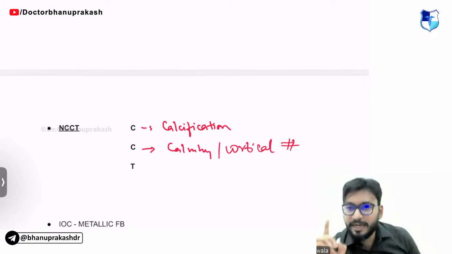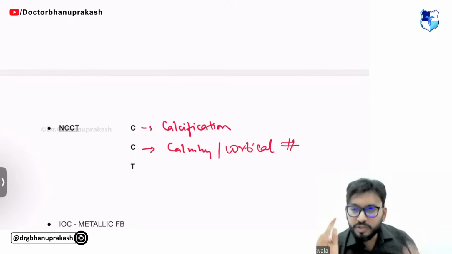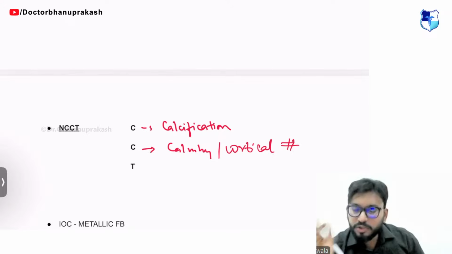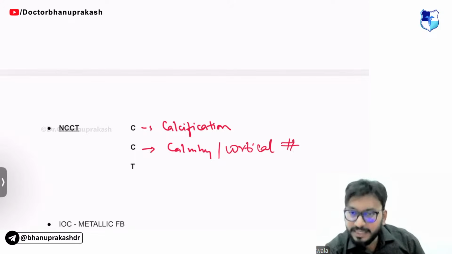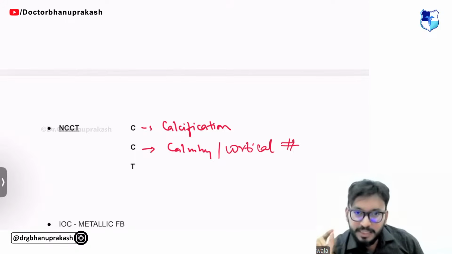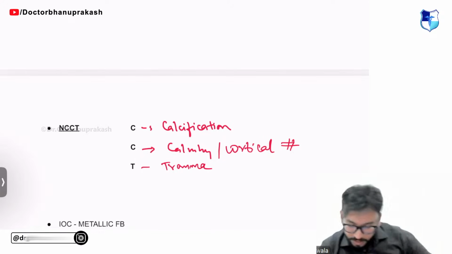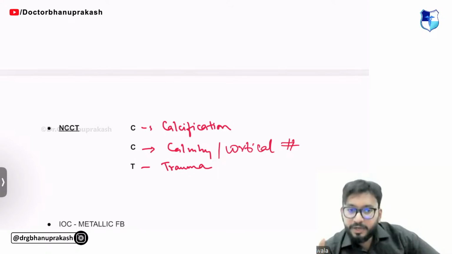Like I said, bone has a Hounsfield unit of plus 1000, guys. We can see an absolute white bone. So any breaks are easily picked up in a CT scan. So any cortical fractures, investigation of choice has to be a CT scan. And the last one, T stands for trauma, guys. Any trauma, the first investigation of your choice has to be your CT scan.